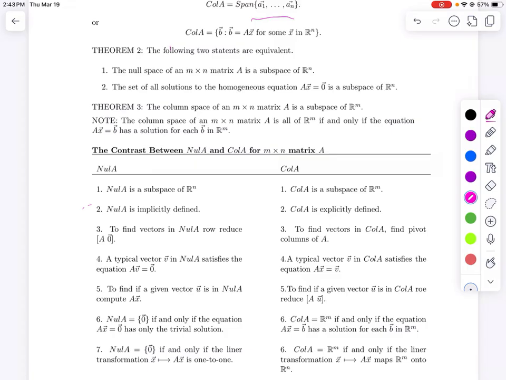A typical vector v in null A satisfies the equation Av = 0, whereas a typical vector in the column space of A satisfies the equation Ax = b. Number 5: to find if a given vector u is in null A, we compute A times u, or Au. But to find if a given vector u is in the column space of A, row reduce A augmented with u.